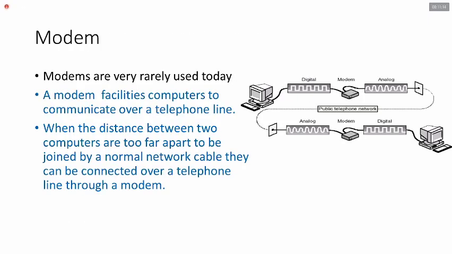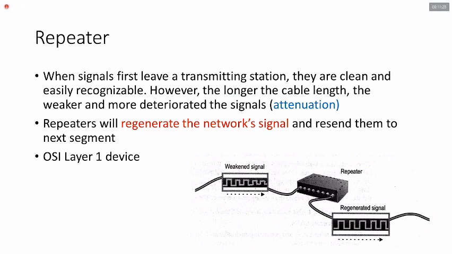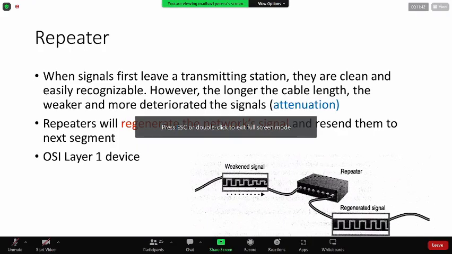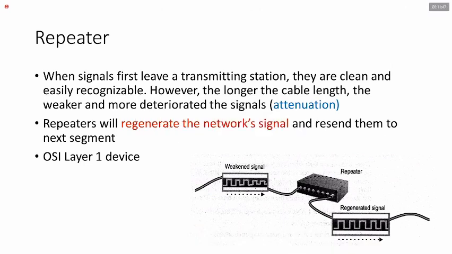I told you the modem is now very rarely used. It was used to use the normal telephone network for data communication, and now we don't use that. Repeaters are used if you are sending a signal over a large distance through a cable. After some distance the cable signal will get weak, with a lot of distortion. According to the cable type, after a certain distance limit there will be deterioration in the signal, so we use a repeater to regenerate the signal and pass it on.